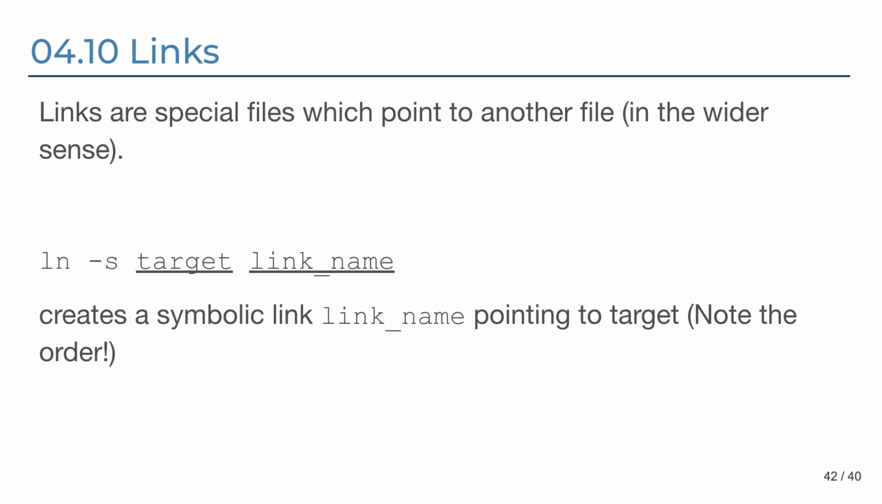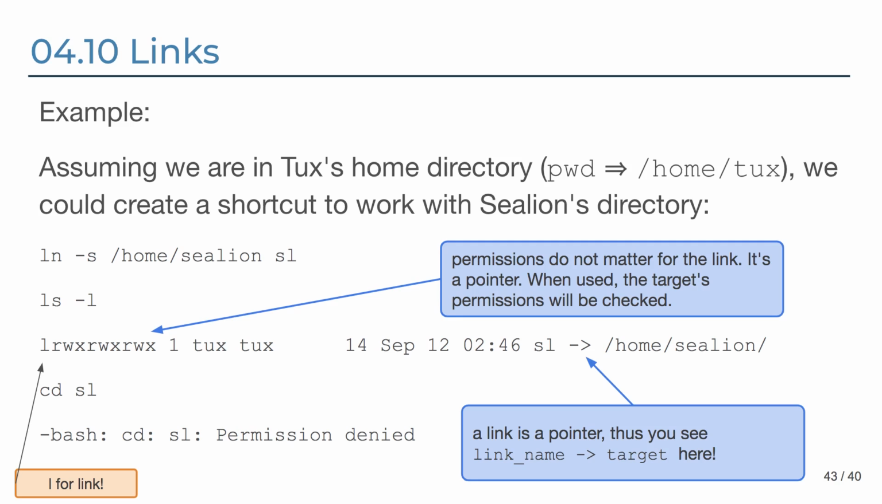And what this does is basically it just creates a pointer to a target and stores it under the name link name. So how does it work? Let's say Tux is in his home directory and wants to go to cline's directory, but he's too lazy to always type /home/cline. Then he can create a link. So he can do ln -s /home/cline sl. It creates a link, which is illustrated by an L at the file type. And then we have this pointer where it shows sl pointing to cline.